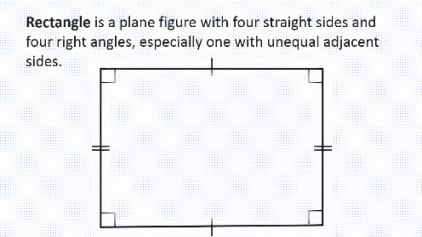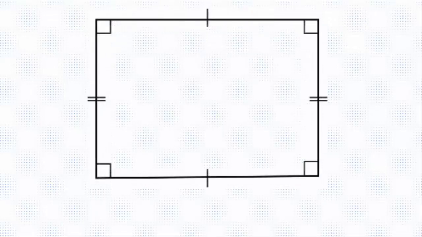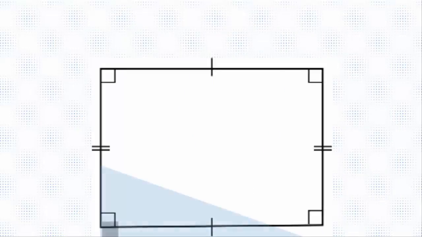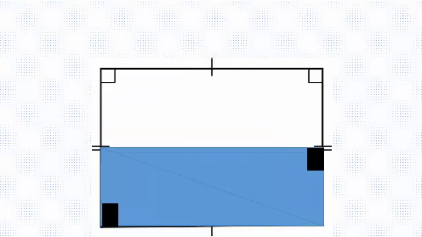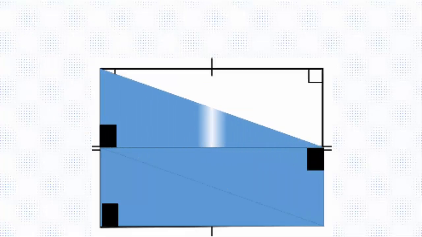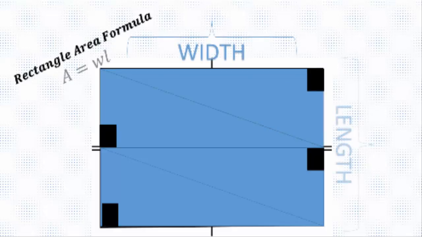A rectangle is a plane figure with 4 straight sides and 4 right angles, especially one with unequal adjacent sides. Presented are 4 right angles. The 4 right angles are being placed equally onto the rectangle. Rectangle area formula is area equals width times length.